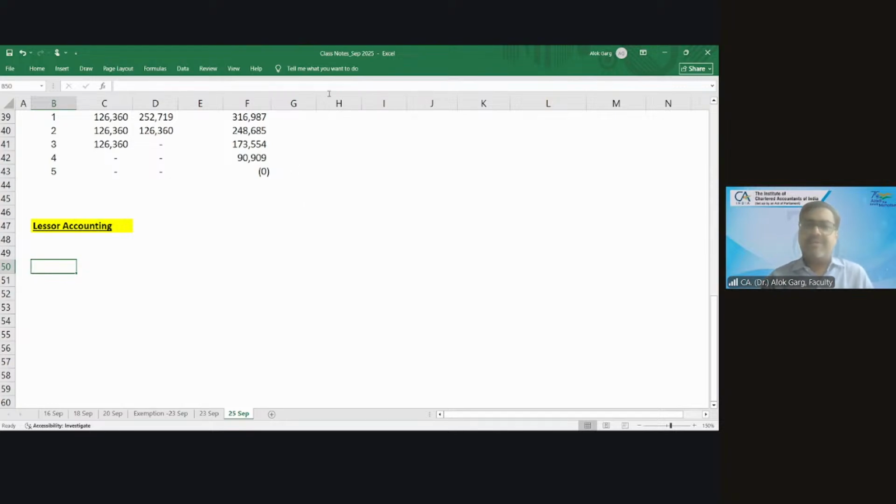So likewise, my dear friends, this lessor accounting is nothing. This lessor accounting is the same accounting which you have covered in AS 19. If you have done it practically in your articleship period, if you remember AS 19, then your life is sorted. Your job is 70% done. So now I will cover lessor accounting. I will discuss the accounting treatment in case of operating lease and finance lease.